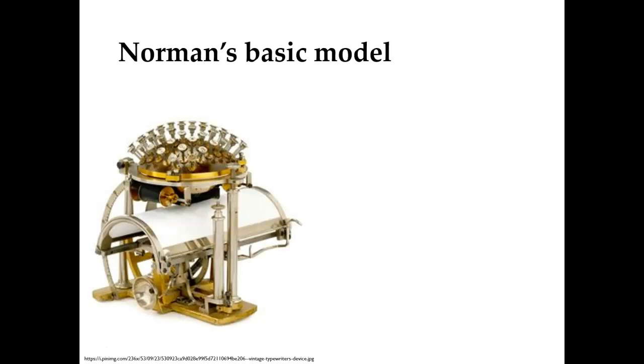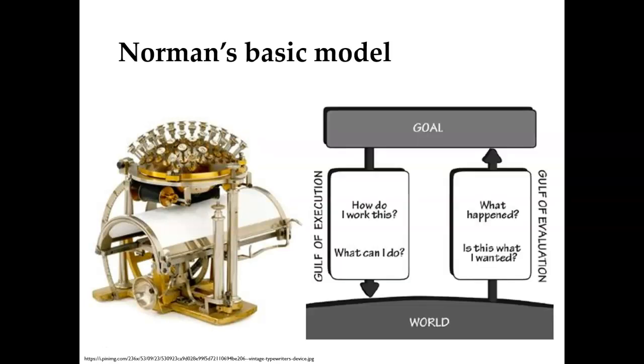Norman's basic model, we're going to use this old school typewriter as an illustration for how it works. Here's his model in simplified format. There are 4 things you need to pay attention to here. In particular, goal. That is our big idea of what we want to happen. So for example, with this old school typewriter, I want to put words on the page. So that is my goal.